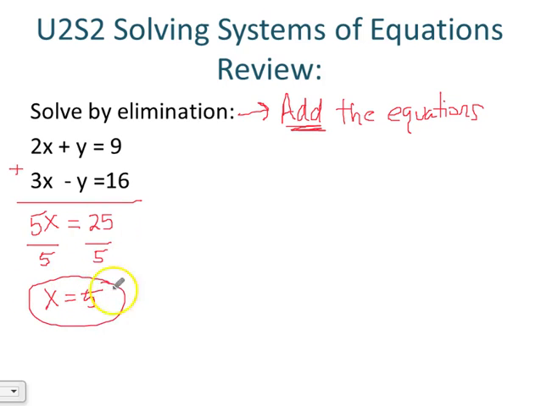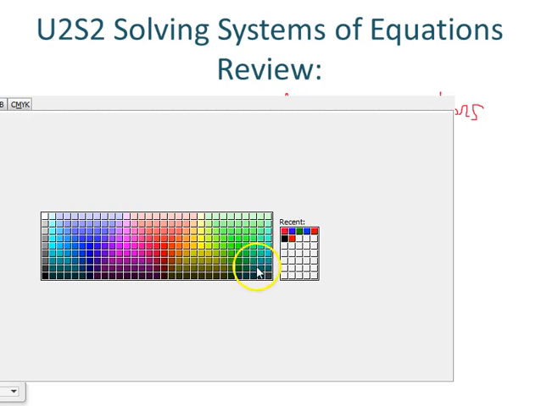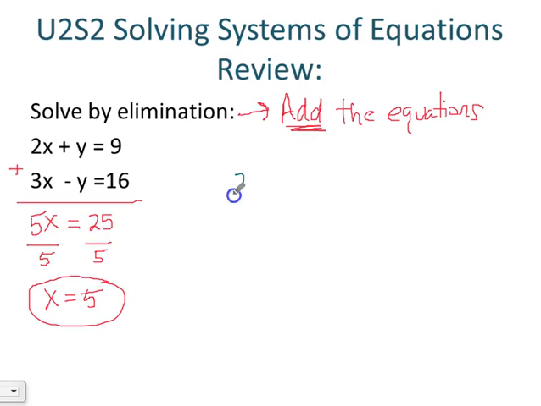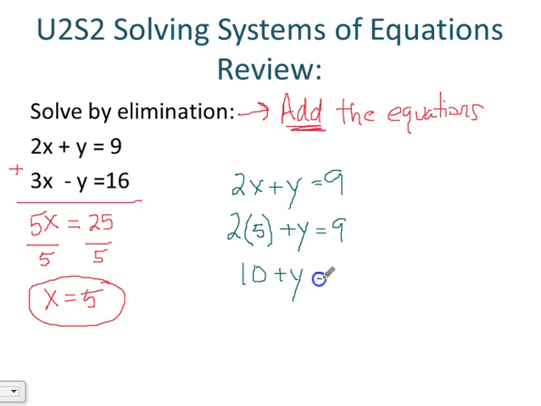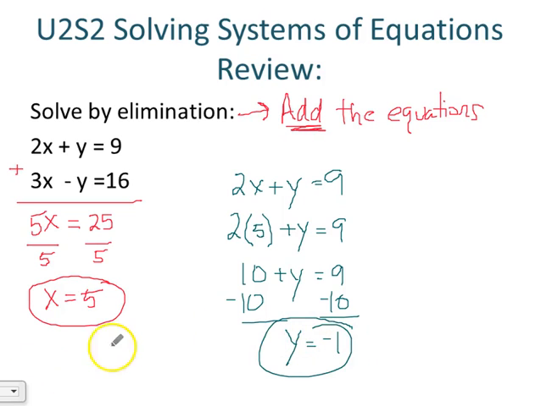And then I'm going to go back and use either equation to solve for y. I'm just going to use the top one, 2x plus y equals 9. Wherever I see an x, I'm now going to plug in 5 so that I can solve for my y. Do the math. 2 times 5 is 10, minus 10 from each side, and I get y equals negative 1. So my solution would be 5, negative 1.